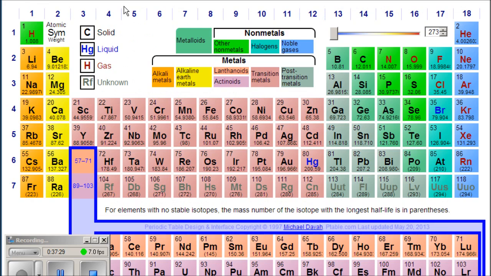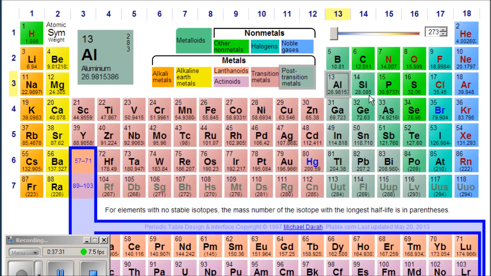Okay, so germanium. How many protons does germanium have? Right, 32 protons because that's the atomic number. How many electrons does neutral germanium have? 32, right, because if it's neutral, that means that the number of electrons has to equal the number of protons to cancel out the charge.